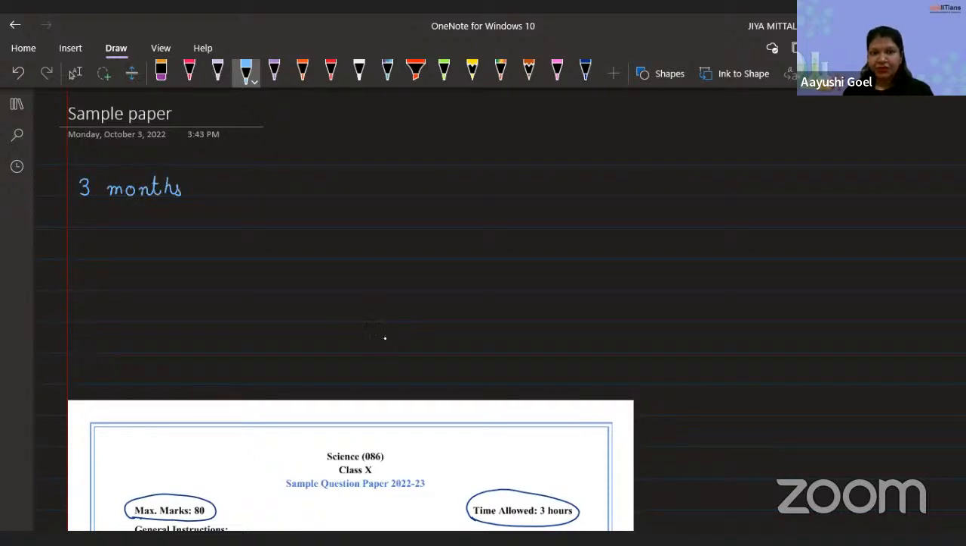Three months are left with us: October, November, December. Now your question will be, our exam will be in March, so why are we left with 3 months? These 3 months are for your complete syllabus. Completion of the syllabus is there.